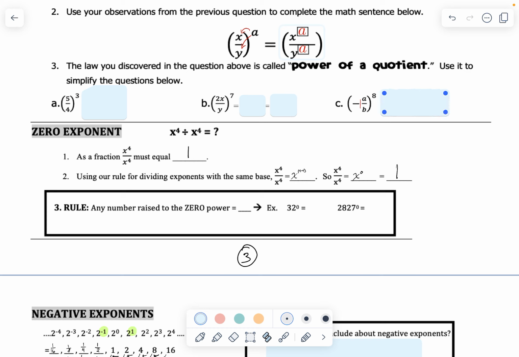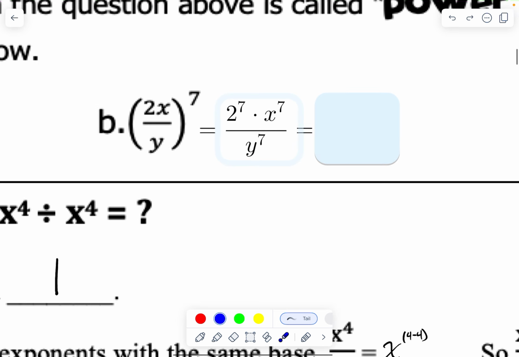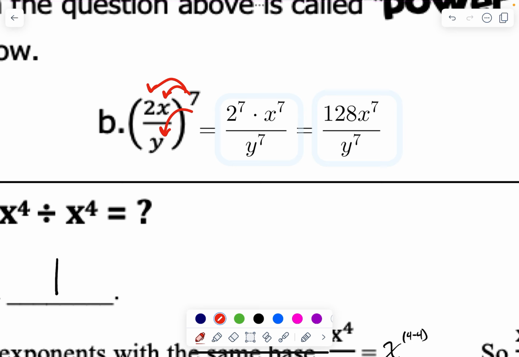Okay, so if I have 5/4 cubed, I'm going to end up with 5 cubed over 4 cubed, or 125 over 64. If I have 2x over y to the 7th, I'll end up with 2 to the 7th times x to the 7th. It's just like I'm distributing that exponent to both bases, and then to the bases in my denominator. So 2 to the 7th is 128, so I end up with 128x to the 7th over y to the 7th.